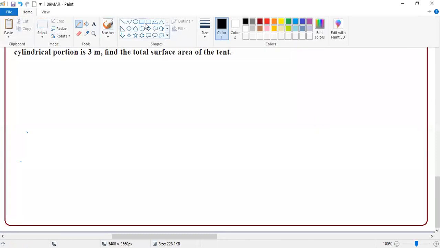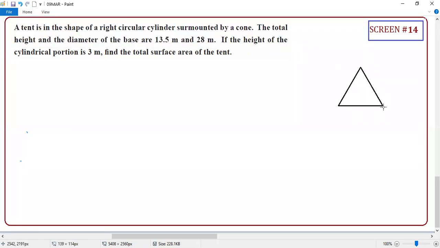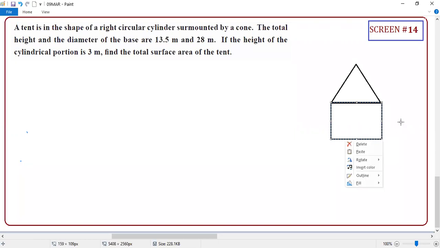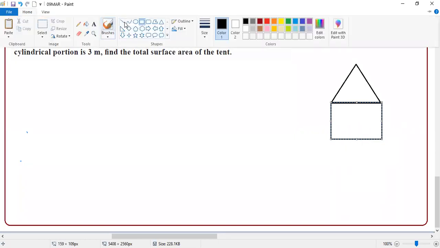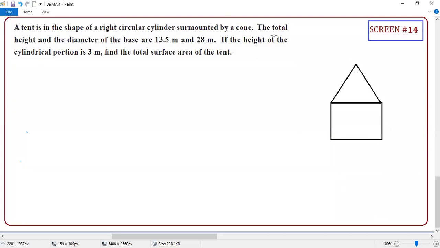Now, guys, coming to the 10th question, students. A cone is there, student. Cone is there, then what do you have? A cylinder. Guys, start. The total height and the diameter, student. The total height and the diameter is 13.5.